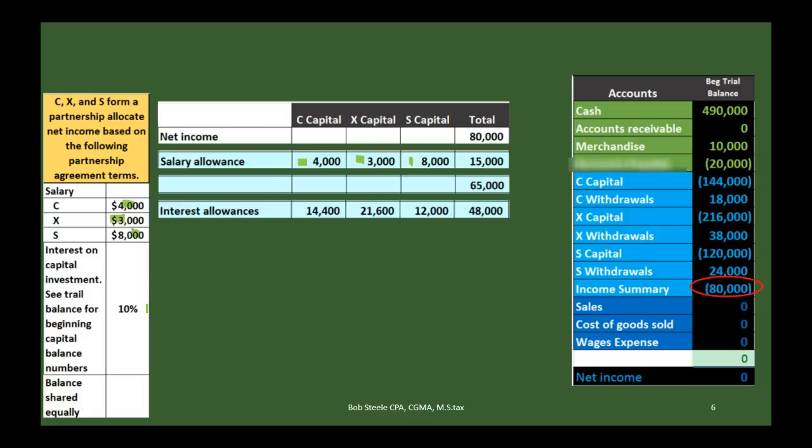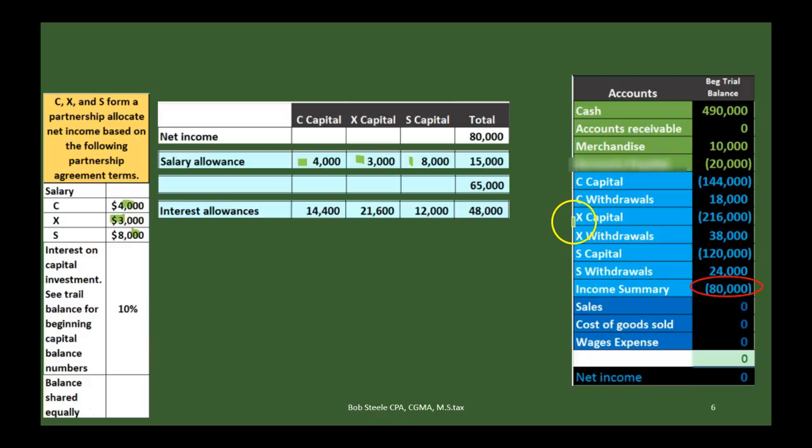So if we do that, then we look at the capital account on, in this case, the trial balance. Remember, the trial balance has the capital account here. This is not the ending capital account. It's really the beginning capital account because we have not yet closed out the income summary to the capital accounts. So this is what was in the capital account at the beginning of the time period. And we're going to take that 144 times 10%, which will give us the 14.4. So we are going to allocate, of this 80,000, 14.4 to C based on the 10% of their capital contribution.